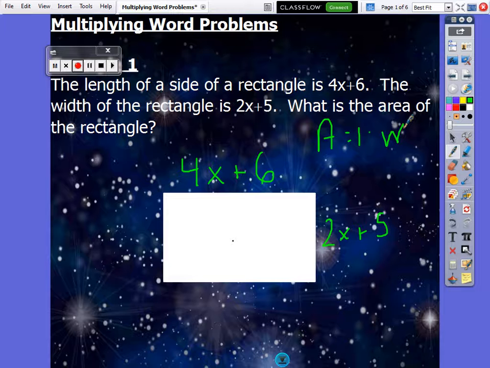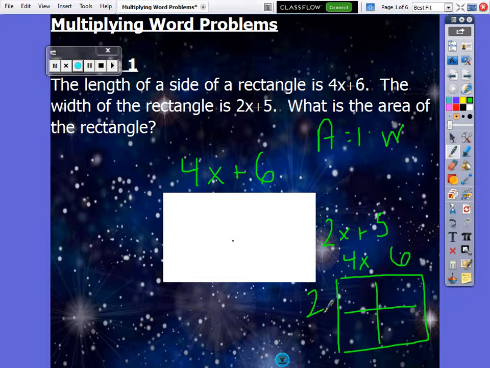So if you see here, I have my length and my width. My length and my width are both binomials, so I'm going to multiply a binomial times a binomial. In order to do that, I'm going to create a box that's 2 by 2. So I have to put 4x plus 6 on the outside and 2x plus 5 on the outside. When you multiply 2x times 4x, that's going to give you 8x squared.